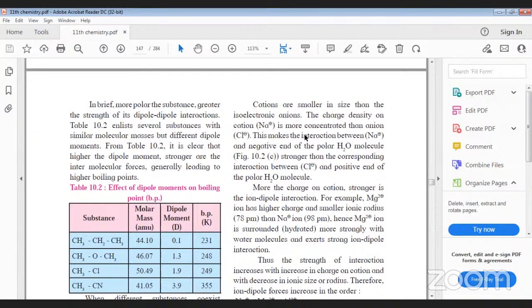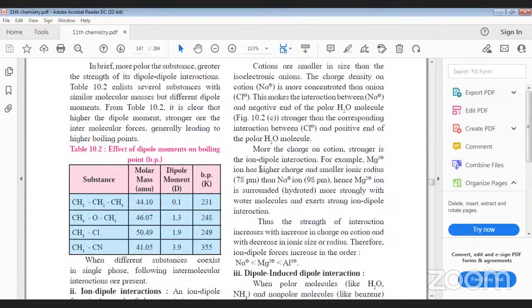The interaction of the negative end of the water molecule with the Na plus ions is stronger than the corresponding interaction between Cl minus and the positive end of the water molecule. So what I want to tell you is, there are two types of interaction. One is between the water molecule and the sodium ion, the other is between the water molecule and the Cl minus ion. So the cation and the negative end of the water molecule form a stronger interaction compared to the anion and the water molecule.